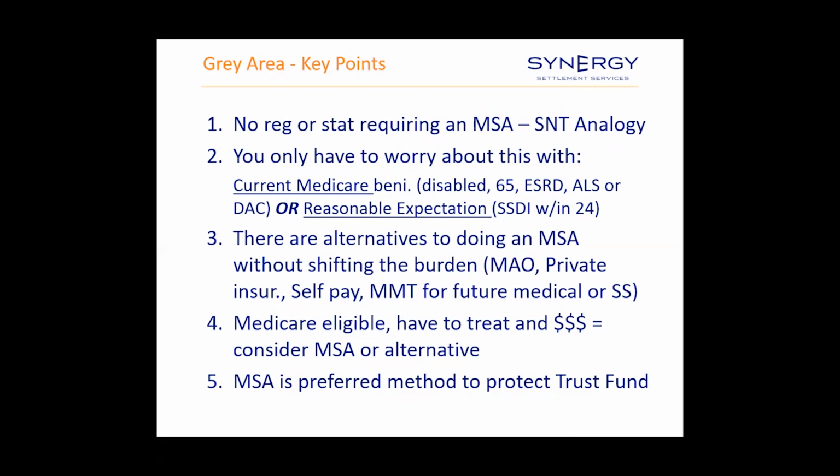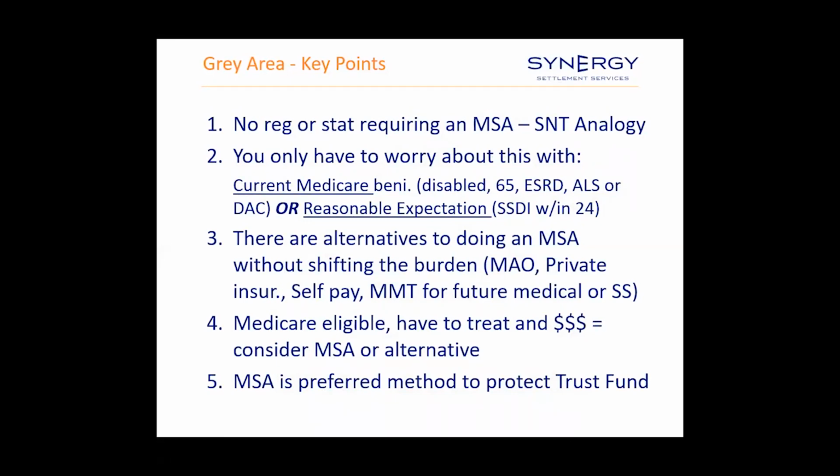Although that reasonable expectation category is really an extension of what's done in workers' comp, and there is no corollary in liability settlements. But one of the really key takeaways from all of this is that really what I'm suggesting is not that an MSA is done for every Medicare beneficiary, because there certainly are alternatives to doing an MSA. Really what you have to make sure is that you don't have a settlement that shifts the burden from a liable third party who's paying dollars for future medical to Medicare. There's ways to do that without setting up a Medicare set-aside.